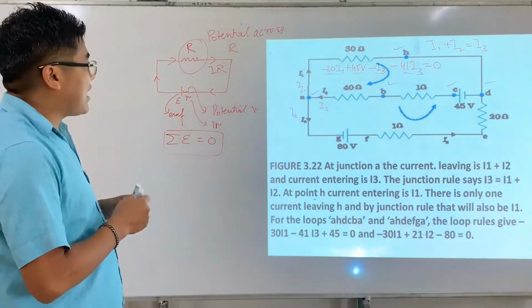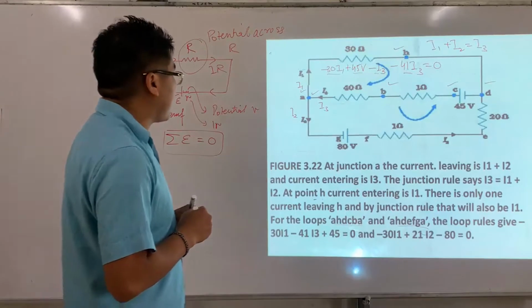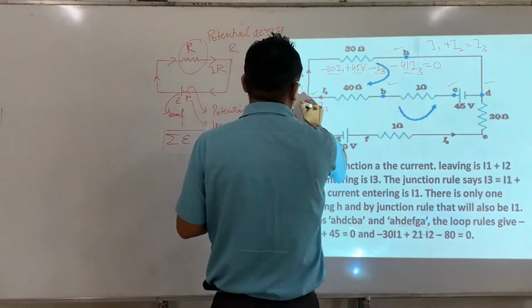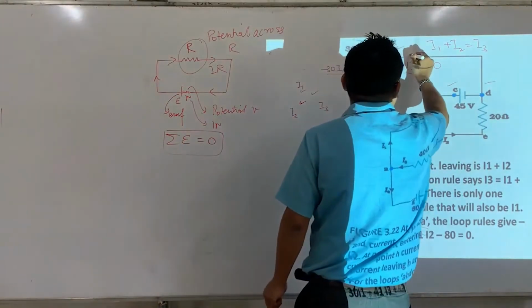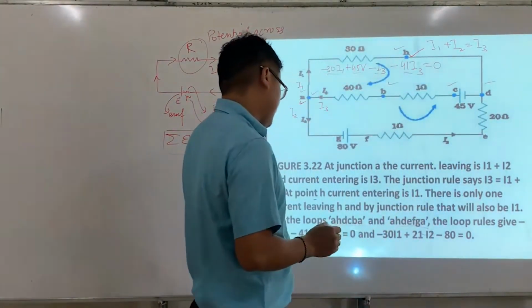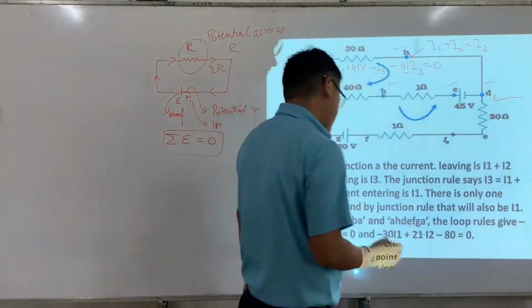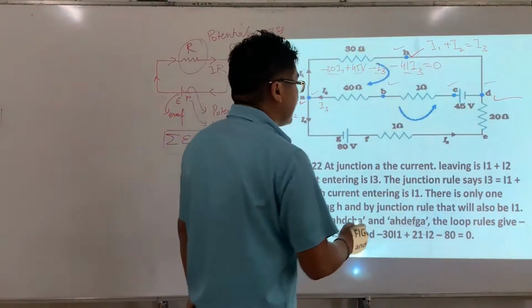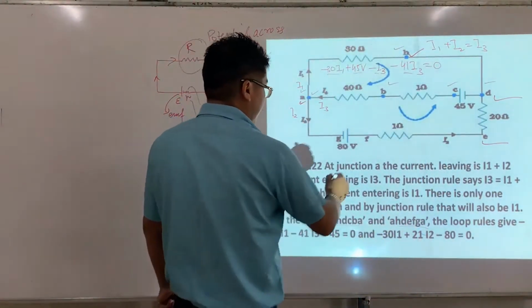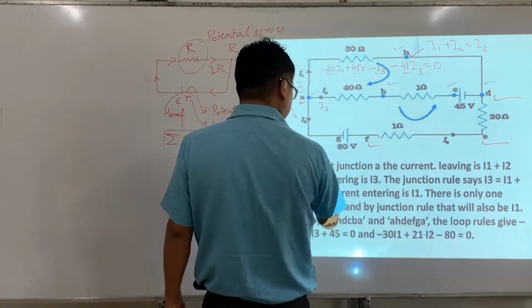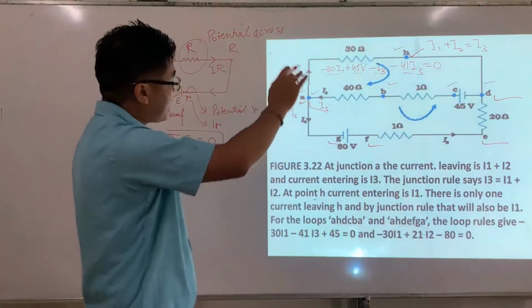Now next, this is how I do it, right? Now the next loop I'm going to take is A, H, then G, then E, F, G, A. So this loop I'm going to take.